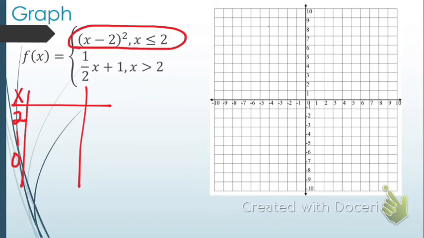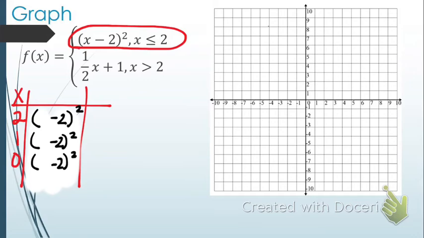All right, so go ahead and clear out some space and let's type these in. So you have 2 minus 2 squared, 1 minus 2 squared, 0 minus 2 squared. Go ahead and get your y values.